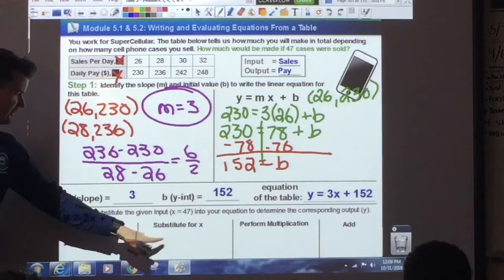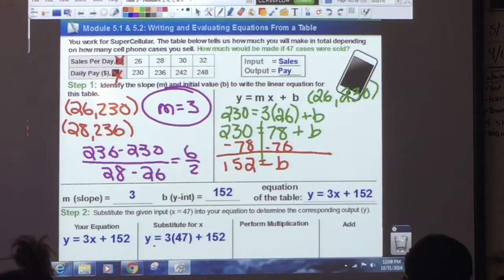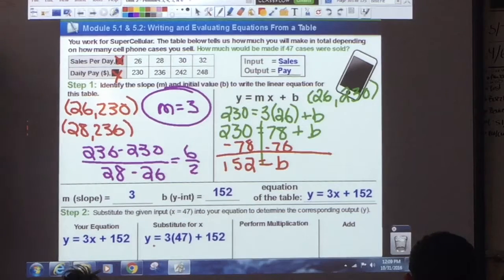X. So I substitute for x. It even says it right there. I'm just making sure I have someone paying attention. All right, so I substitute in for x. Y equals 3 times 47 plus 152. Notice the x, I took it, I threw it away. Or I threw it up in the air. It's gone. It's replaced with 47.